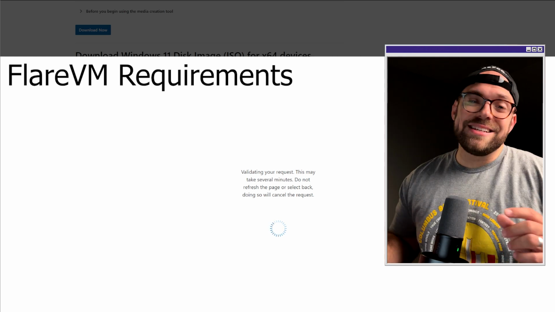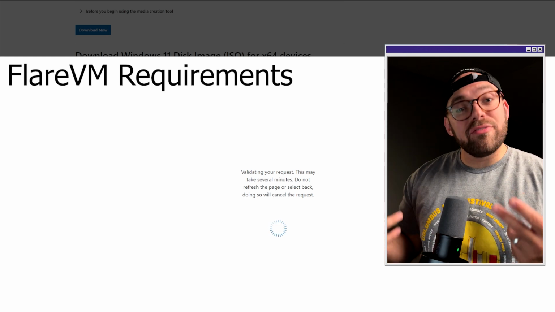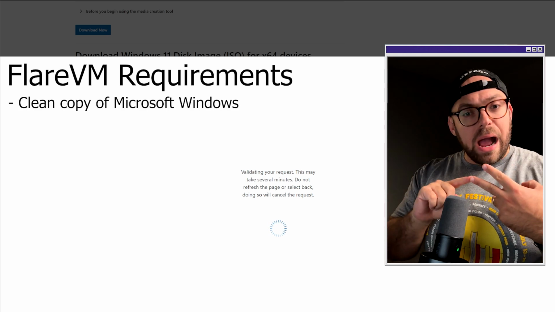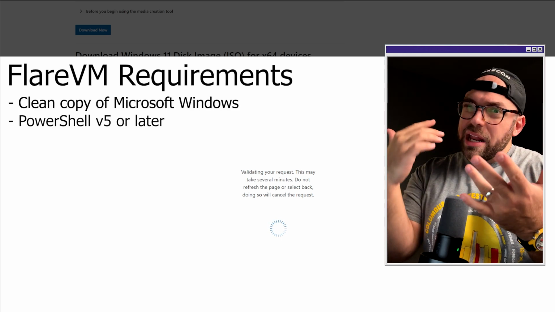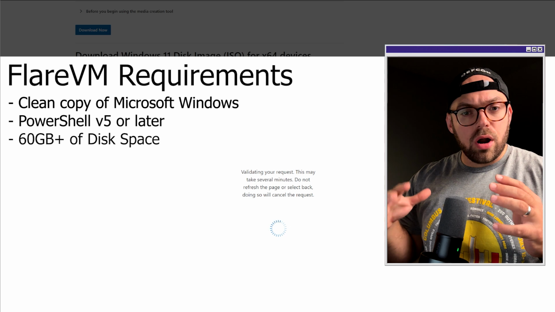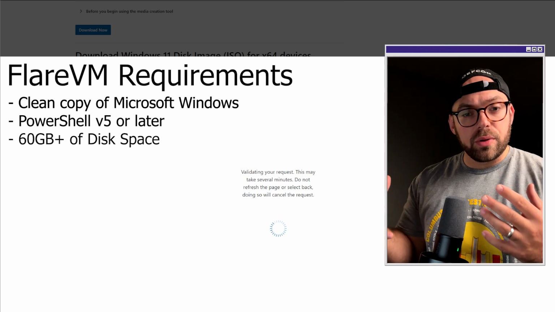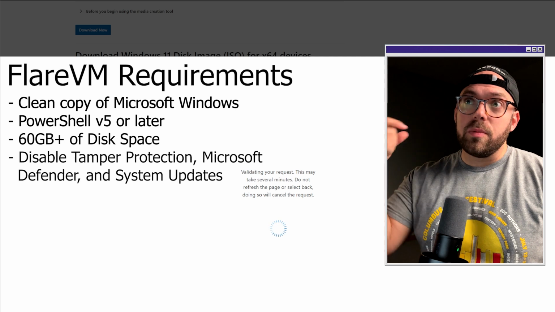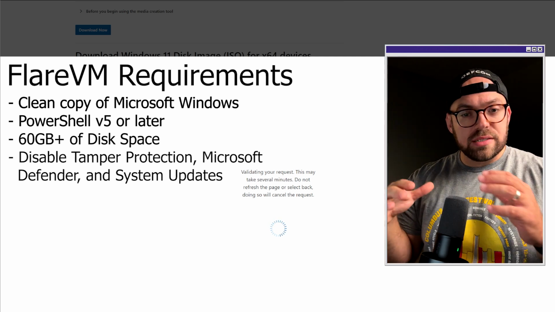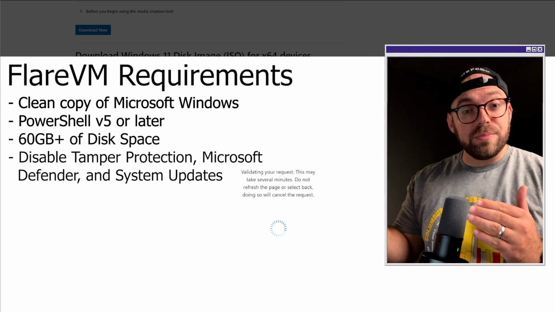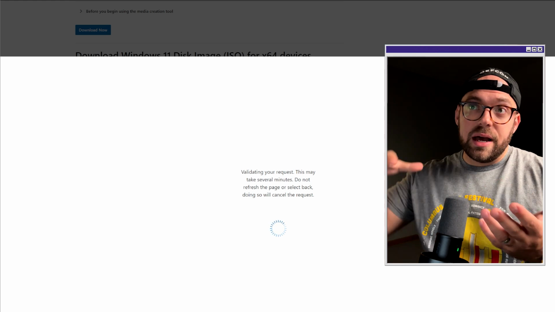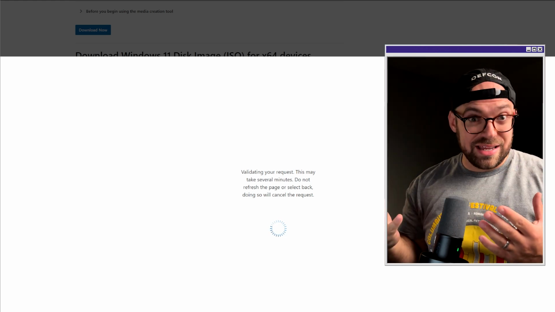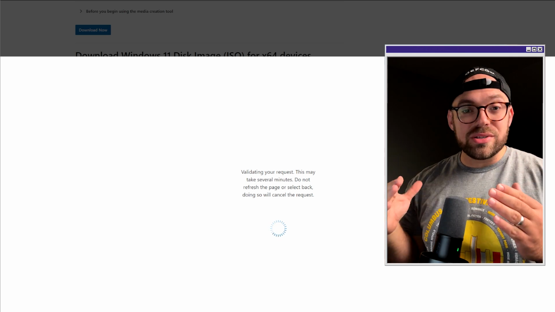And once this has finished downloading, we are going to be crunching through some more requirements. So for FlareVM to work effectively, we are going to need a copy of Windows, yes. We're going to need PowerShell, which is natively installed. We're going to need about 60 gigabytes for our virtual machine, so everything is working properly. We will actually have to disable some of the protective measures, things like Windows Defender and the auto updates. Now, why this is important is because Windows Defender is actually going to read everything that we're doing as malicious in nature. It doesn't understand the use case that we're using this for.